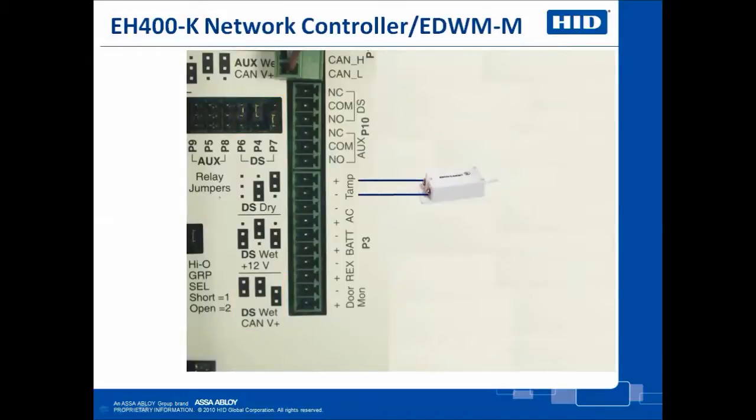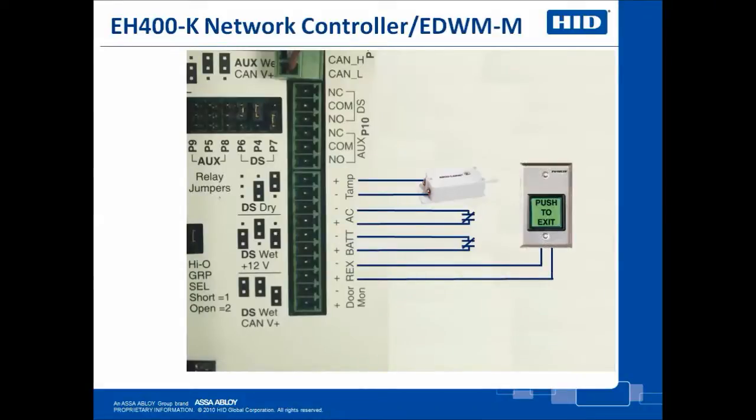There is a tamper input on the controller. This may be connected to an external tamper device. If there is no tamper device, all tamper inputs on the left and right side of the EH400K must be shorted together. If an external power supply is being used, the AC fail condition can be monitored by connecting here. If the external power supply has battery backup, contacts reporting any battery failure may be monitored here. Any REX device would be connected here, and any door position monitor switch would be monitored here.